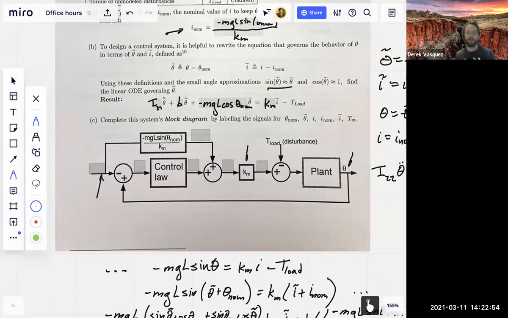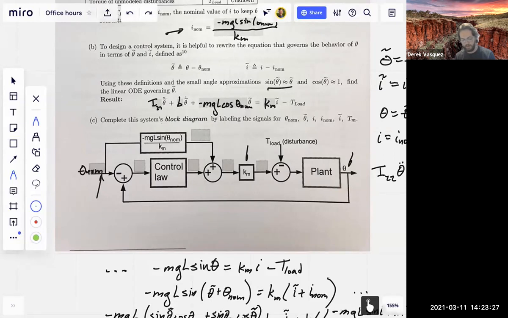But the input, the thing that we actually want to command the system to do, is going to be a theta. We're going to say, hey, motor, go to this angle. Right, theta nominal. Good catch, Amelia. We're going to say, motor, go to our desired theta nominal. And then it's going to do all of this with all the boxes and circles and arrows, and it's going to spit out, hopefully, the right theta at the end.